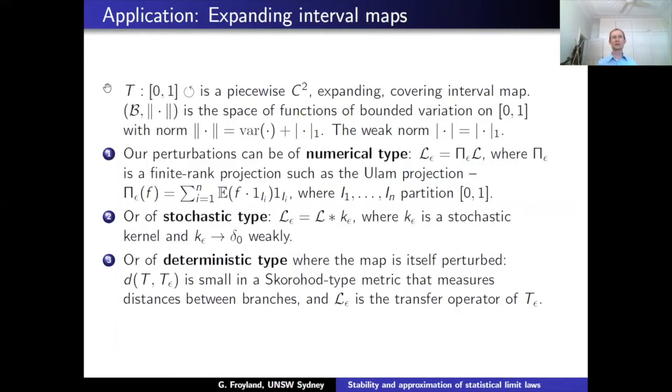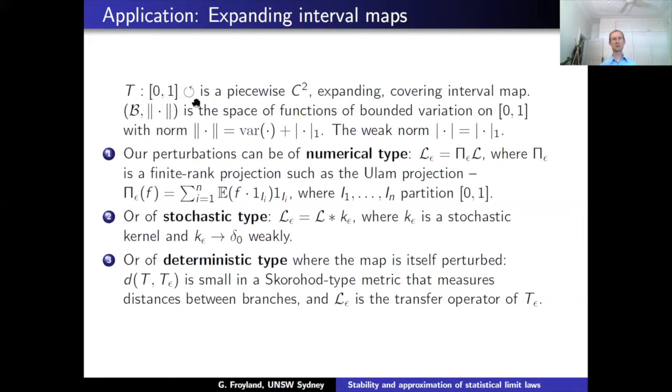Let me try and explain how this works in examples now. So suppose you've got a piecewise C2 expanding covering interval map. Covering means if you take a little interval, then in a finite number of iterates, you'll expand over the whole interval. So this is what's going to give us the unique leading eigenvalue. It's like a mixing condition. What is B? B is going to be the space of functions of bounded variation. And this is classical. This goes back 30, 40 years.